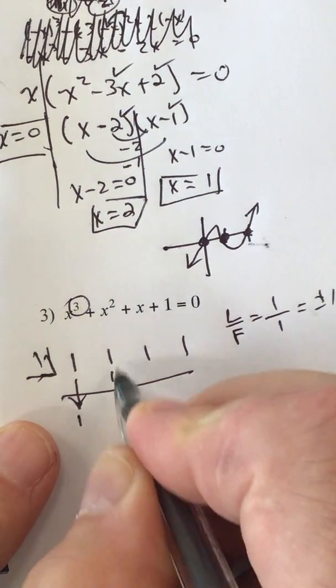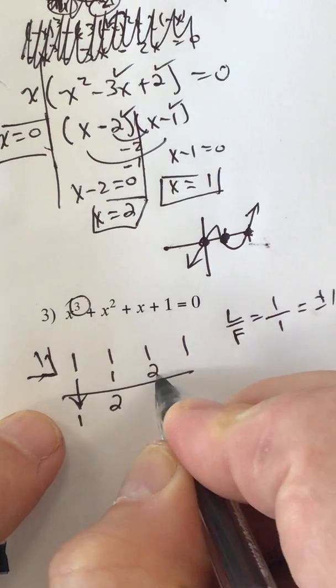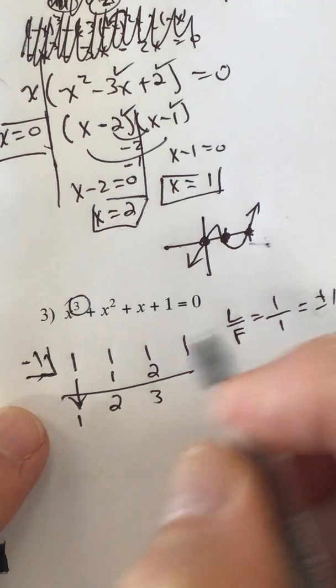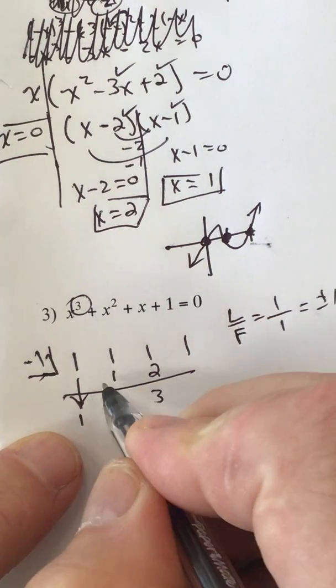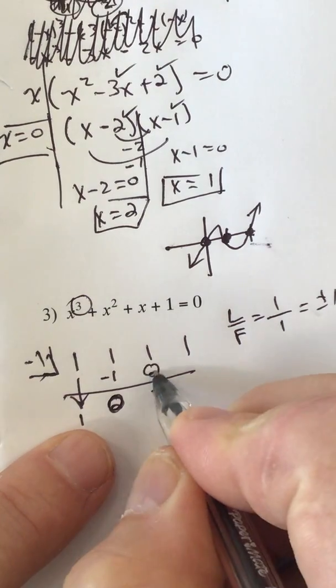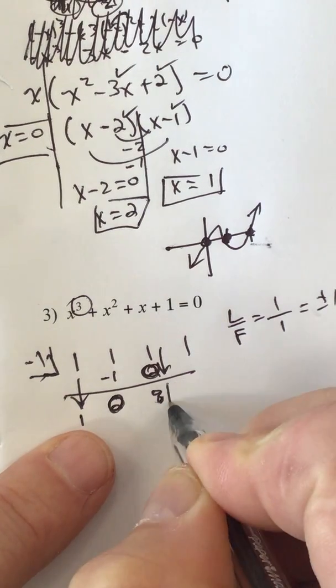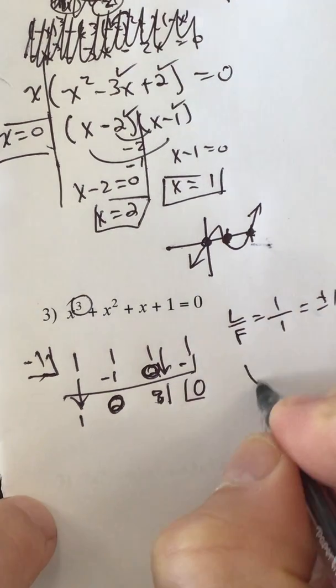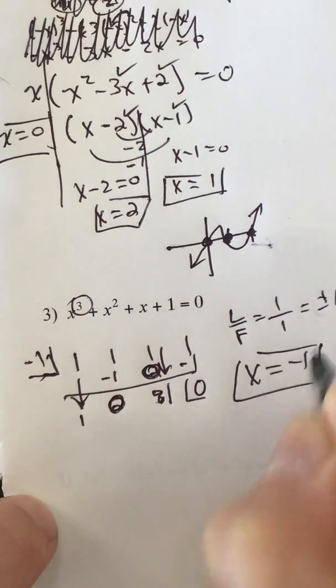Okay, 1 times 1 is 1. That adds up to 2. 1 times 2 is 2. That adds up to 3. So that's not going to do it. So it's not positive. I'll try -1. -1 times 1 is -1. That adds up to 0. -1 times 0 is 0. So that adds up to 1. -1 times 1 is -1. See, that one works. So x equals -1 is one of the answers.